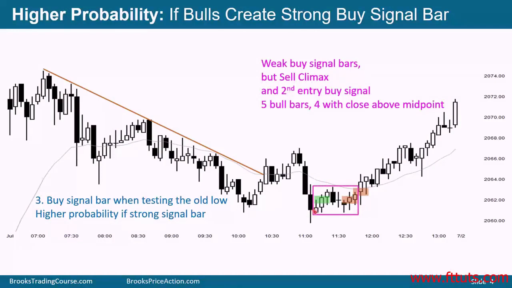In this box, we also have 5 consecutive bull bars. 4 of them have closes above the midpoint. So that's a sign of bulls buying at the new low, or on the reversal up from the prior low.